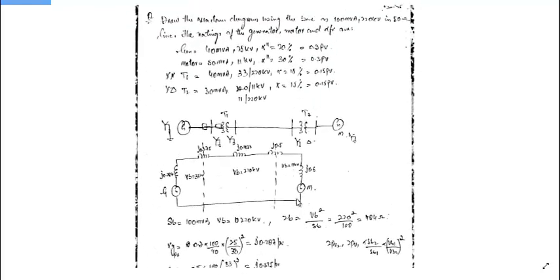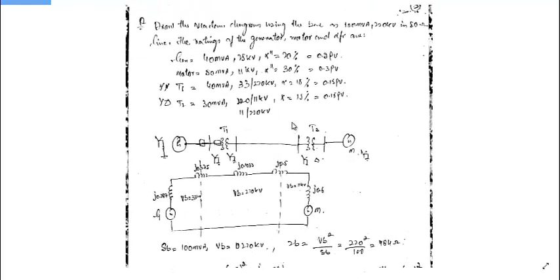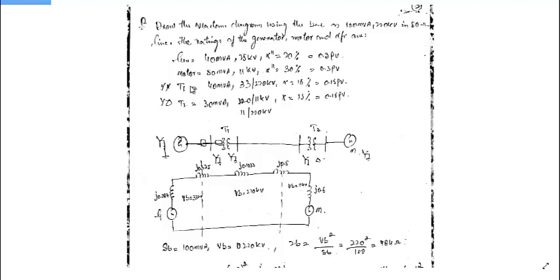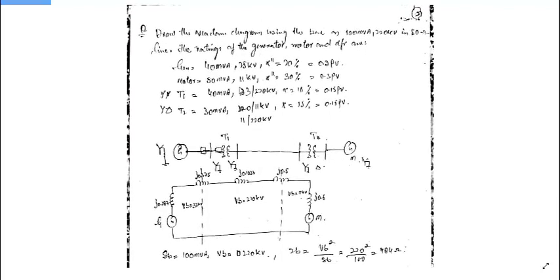This is a simple numerical. Now coming to a slightly practical numerical, in which we may be asked to find out the per unit network of some single line diagram. So we need to be slightly careful. Here the question reads like this: draw the reactance diagram using the base as 100 MVA and 20 kV in the 50 ohm line. The rating of the generator, motor and transformer are given as: generator rating is 40 MVA, 25 kV, X double dash is equal to 20%, that is 0.2 per unit.